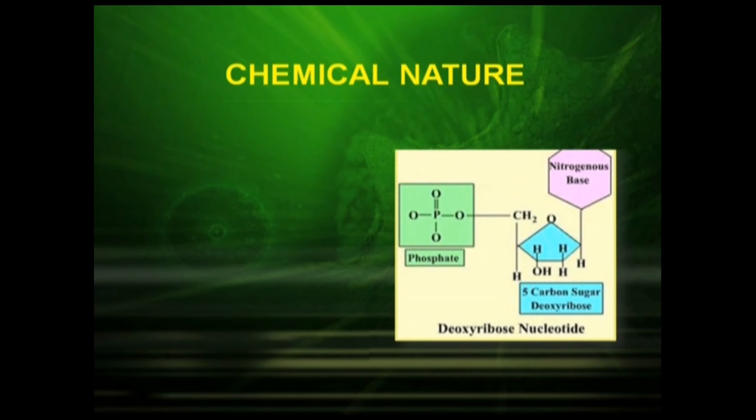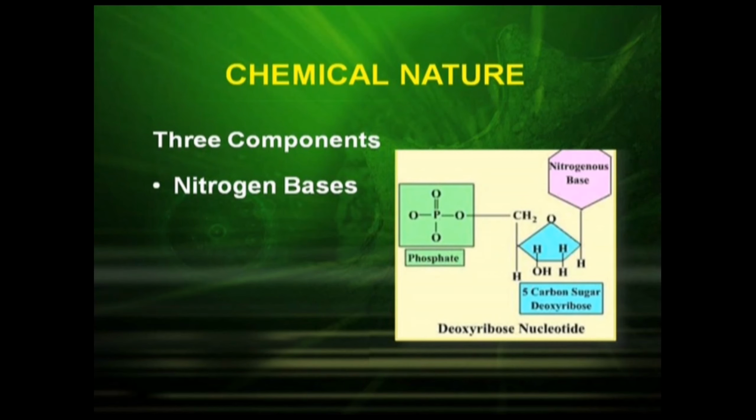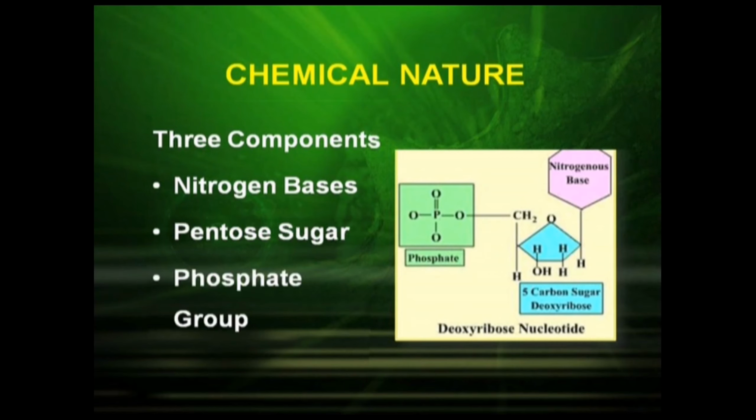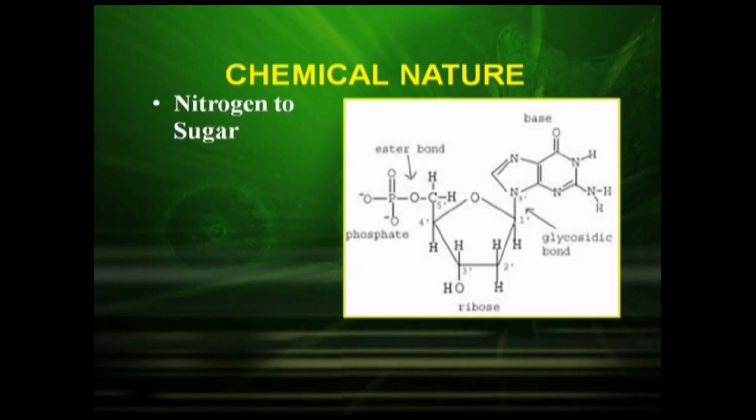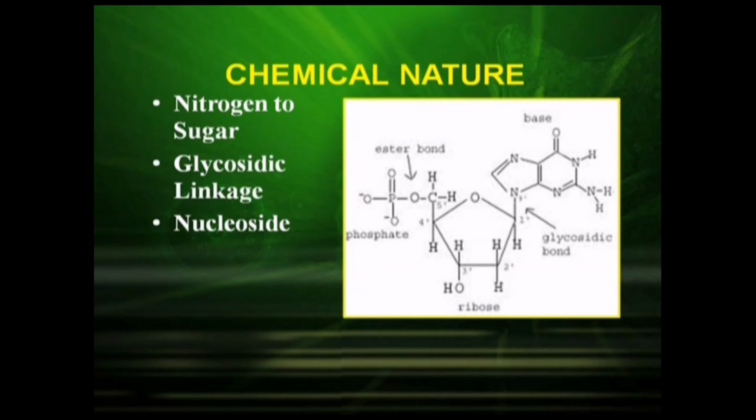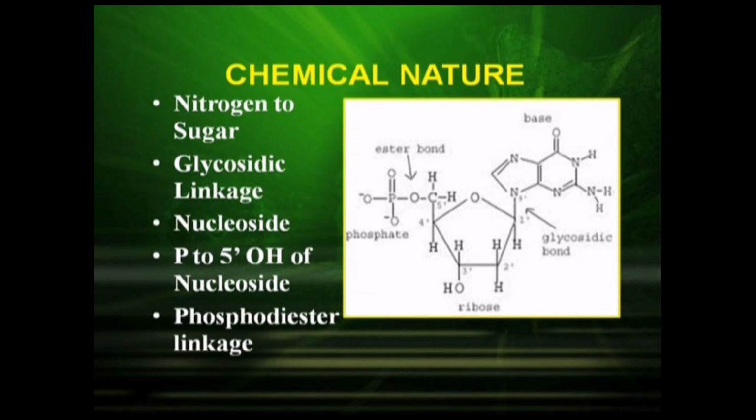As you can see in the diagram, there are three important components: the nitrogenous bases, pentose sugar, and phosphate group. The nitrogenous base is attached to the sugar with the help of a linkage called glycosidic linkage. The combination of a nitrogenous base and sugar forms a nucleoside. The phosphate group is attached to the 5' OH of the nucleoside with the help of a linkage called phosphodiester linkage.